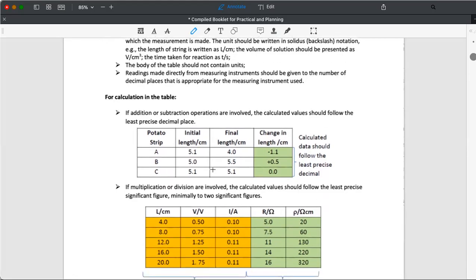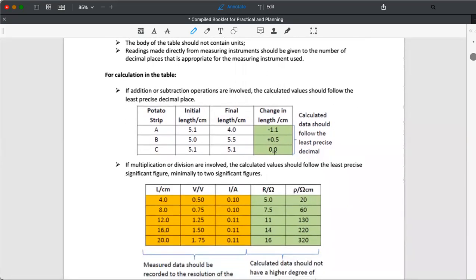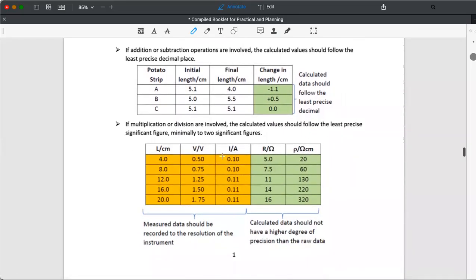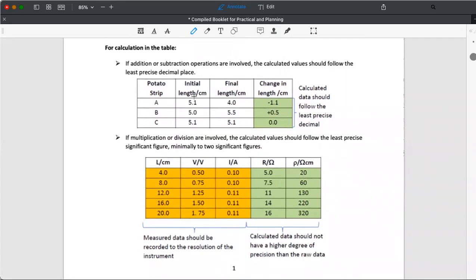Then for the rest, you can see that because the length of the potato strip is measured using the same instrument, the same meter ruler to 1 cm, it is 1 decimal place in cm. So everything must be in 1 decimal place, even though it is 0, you still have to put 0.0. So when multiplication or division is involved, the calculated value should follow the least precise significant figure, minimally to 2 significant figures. For plus and minus and average, it should follow the least precise decimal place. Very important. Some people are very confused about this. I need to make it very clear to you.